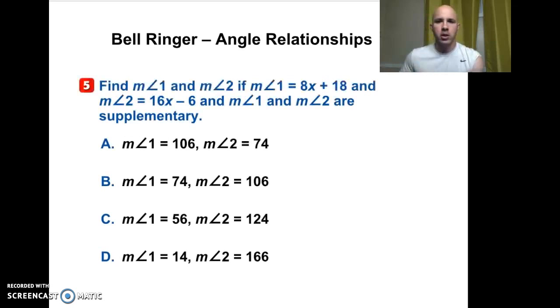We are going to do a little review on angle relationships. The first question here is you want to find the measure of angle 1 and the measure of angle 2. And you know that the measure of angle 1 and angle 2 are supplementary. Measure of angle 1 is 8x plus 18, and measure of angle 2 is 16x minus 6.